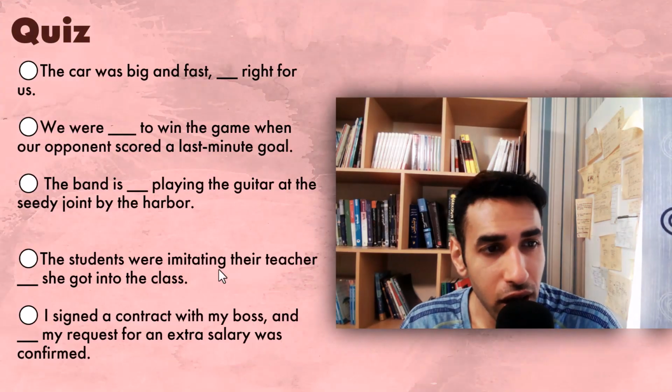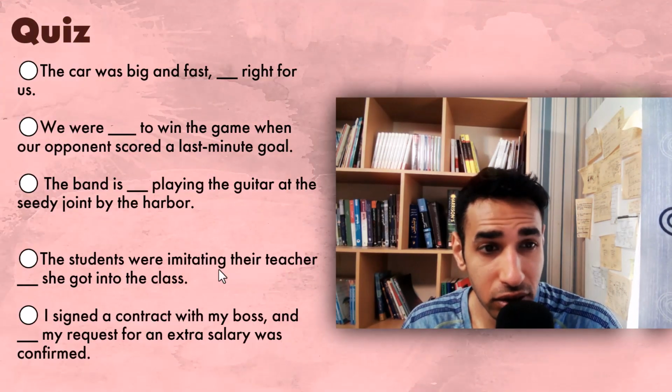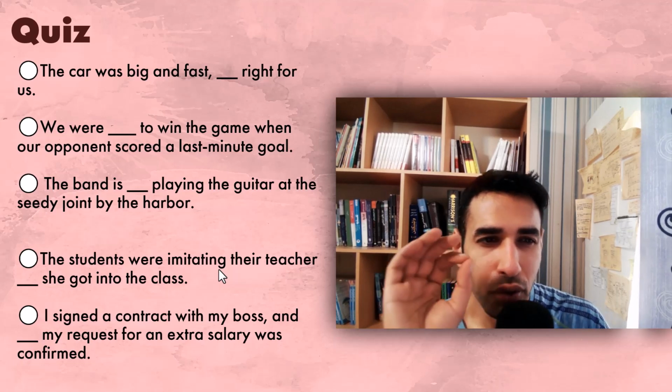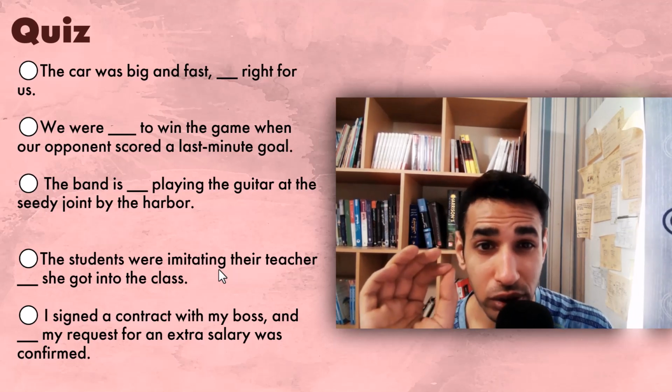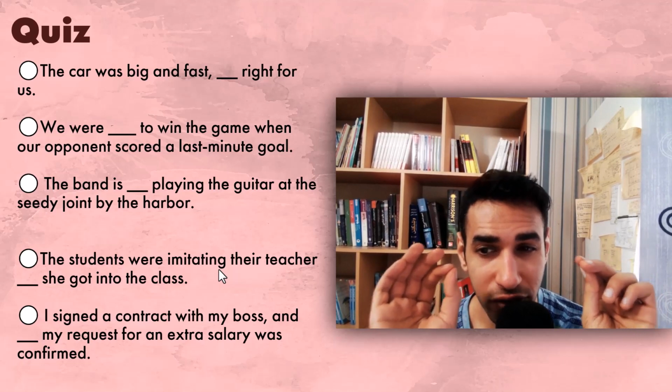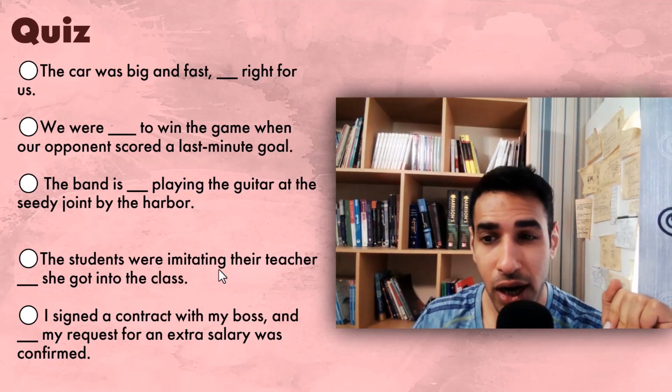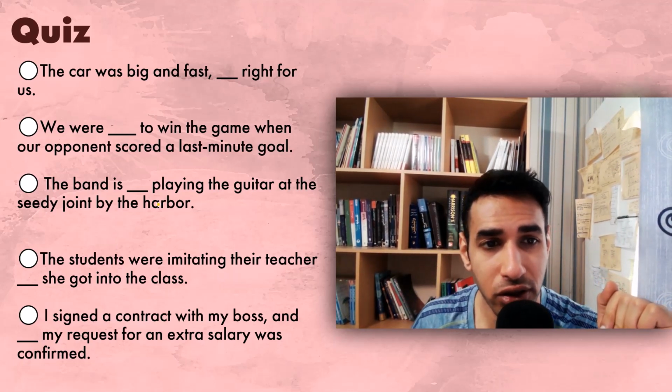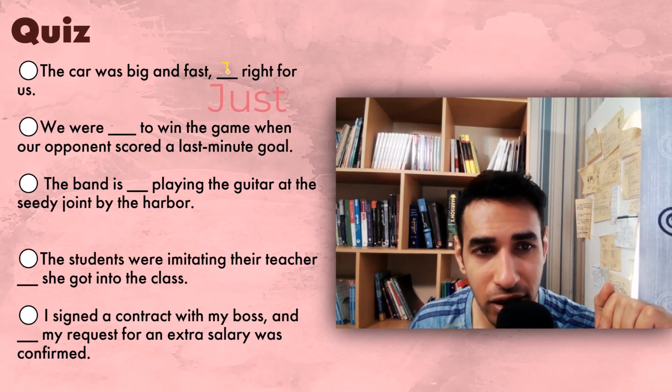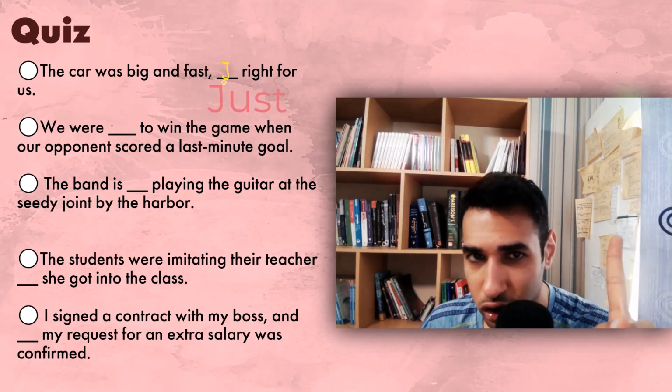Now, let's do the quiz. The car was big and fast. Right for us. It wants to say exactly right for us. So just right for us. So I just write a J, the letter J, meaning just.